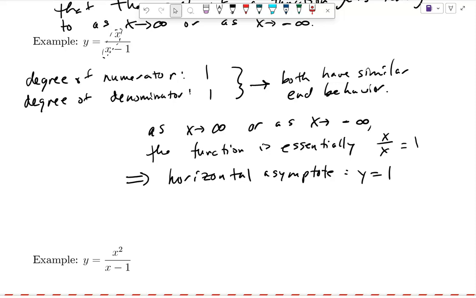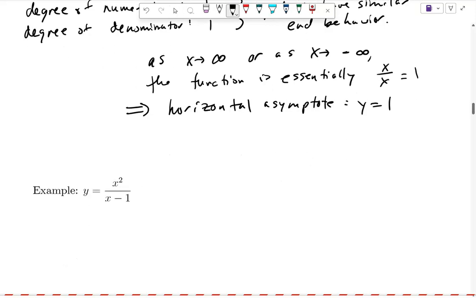What's the highest degree term on top? Yeah, it's the x squared. That's what matters, right? What matters on bottom? Just the x, right? Remember, we're just looking at end behavior. All we care about is the highest degree term. So for the end behavior, we have essentially x squared over x. What does that simplify to? Just an x.